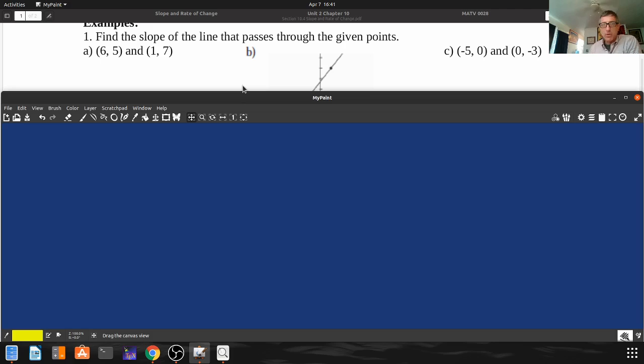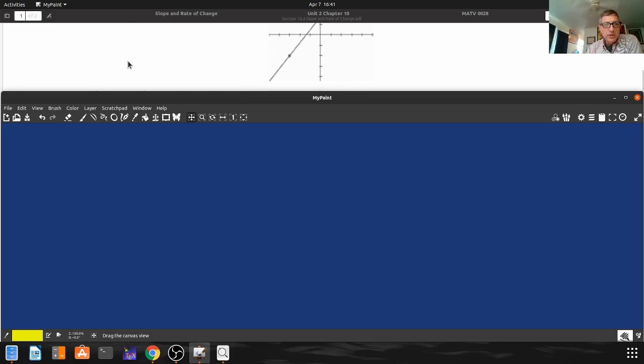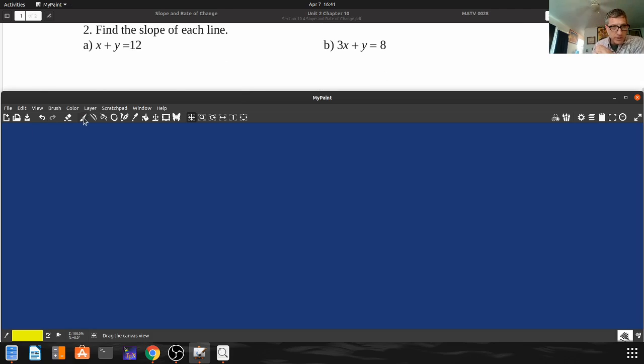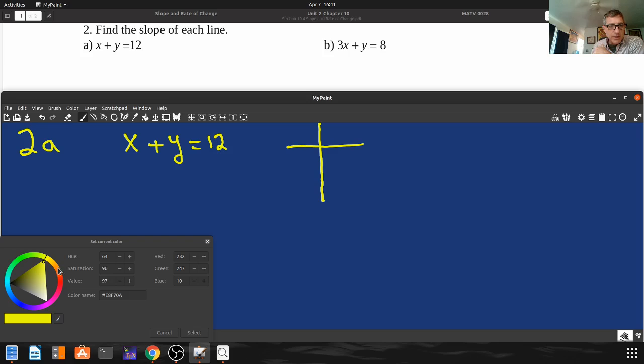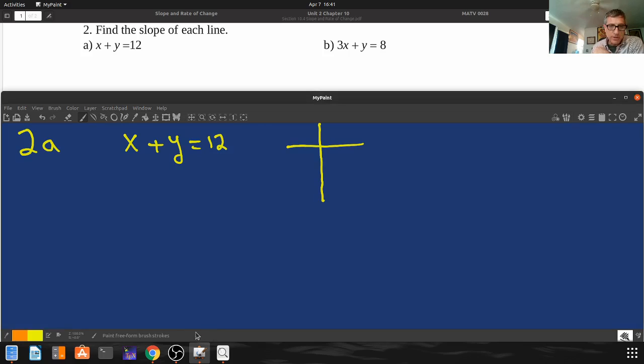So let's look some more at what we're supposed to do. So our next problem, so this is problem 2. This is 2a. So we want to find the slope of each line. So x plus y is equal to 12. Well, to find the slope, I need to find 2 points. Well, we need to find 2 points on this line then. But we have skills. We know how to do that. We just did it in section 10.3.